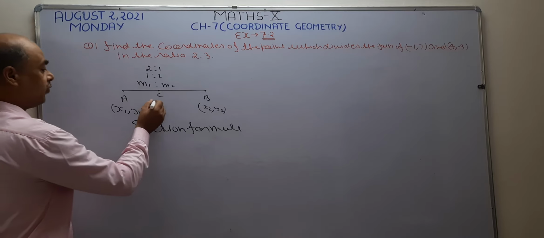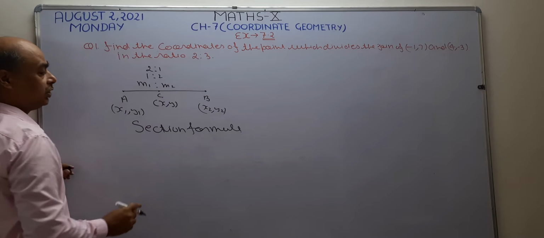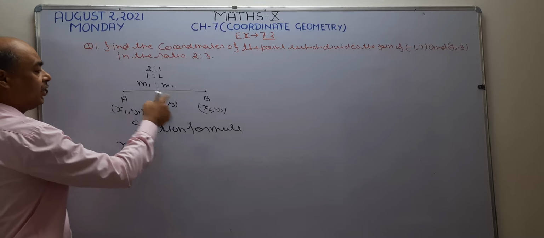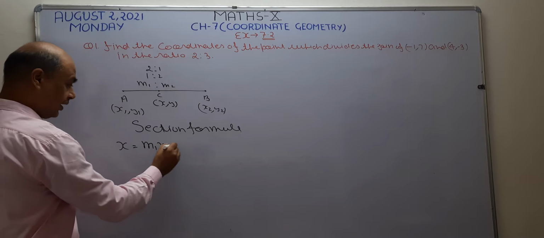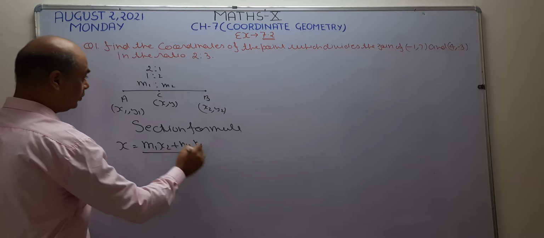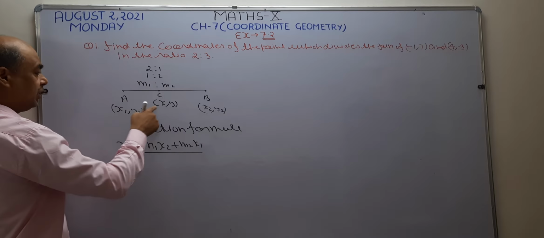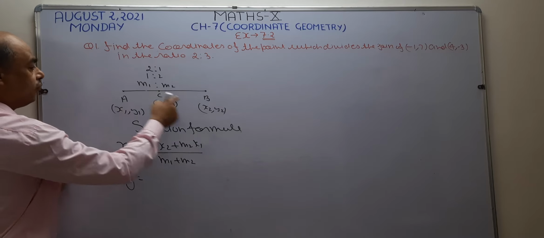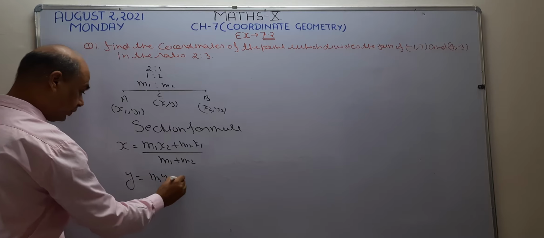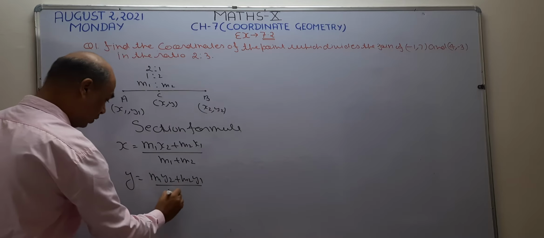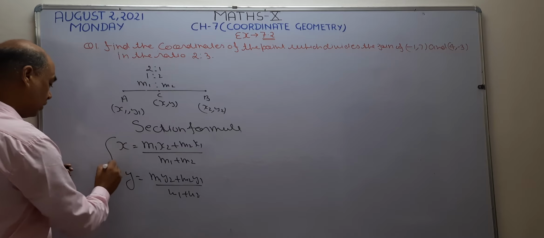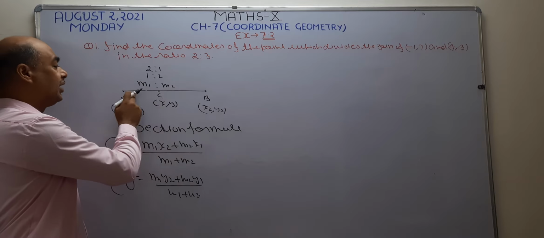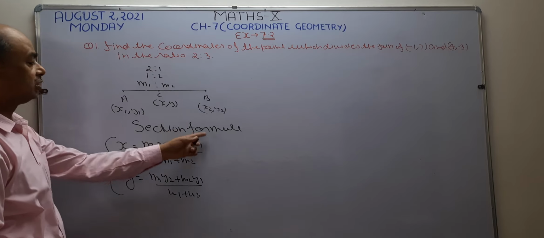In the section formula, we are going to find the coordinates of C, which are x and y. To find the value of x, the formula is m1 x2 plus m2 x1 upon m1 plus m2. To find the value of y, the formula becomes m1 y2 plus m2 y1 upon m1 plus m2. So this formula is known as the section formula. When any point divides the given line segment into a different ratio, we use this formula.